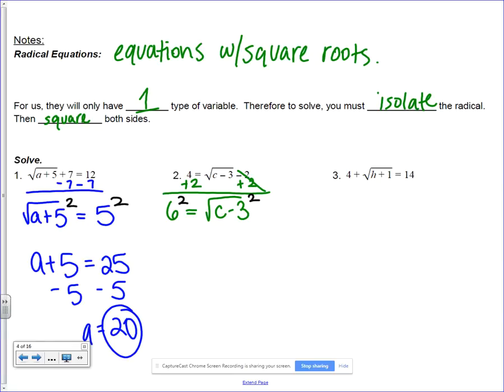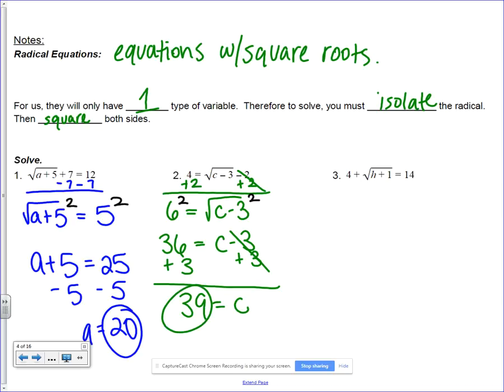How we doing up here? Good? So 36 equals, what does it equal on that side? Yeah, the square root just canceled itself out. It's gone. Now how do we solve? And you get... Okay, let's check it and see if it's right.